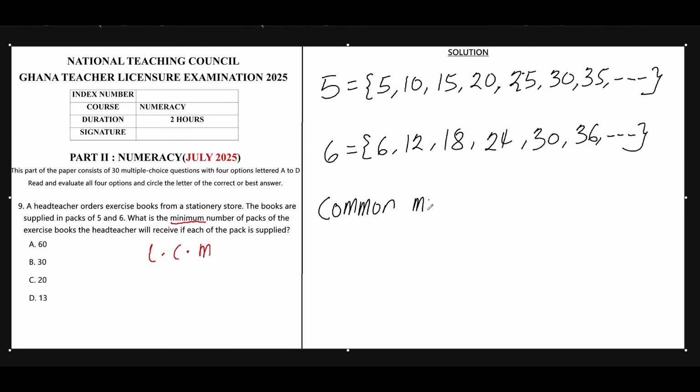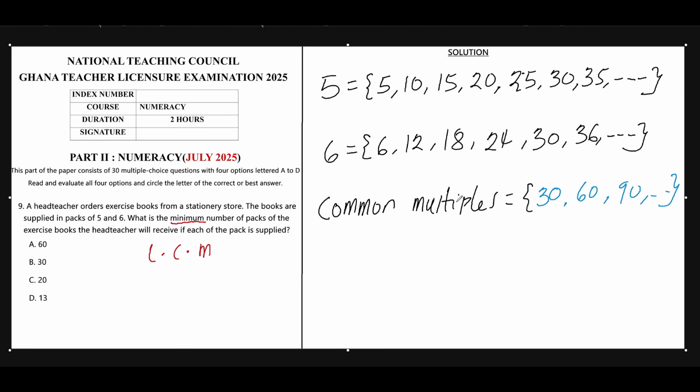Common multiples. We are looking at numbers that can be found in the multiples of 5 as well as the multiples of 6. So we could see that there is 30. If we keep on moving to infinity, we can still get 60 and 90. They are all common multiples. All these numbers can be found in 6 as well as 5.